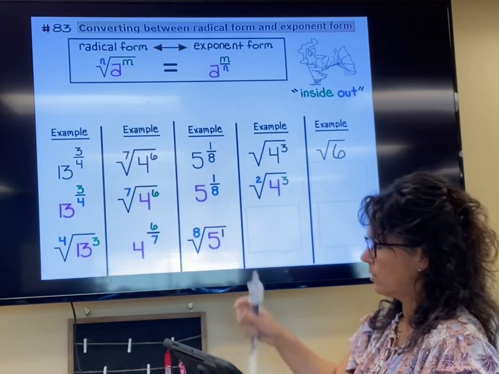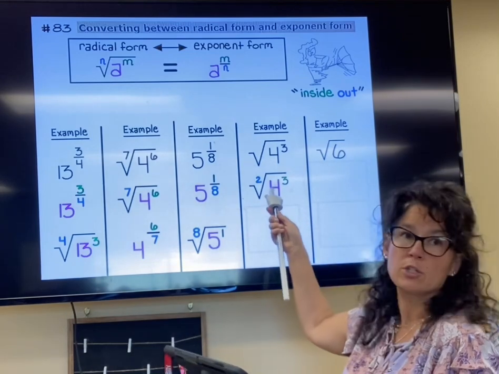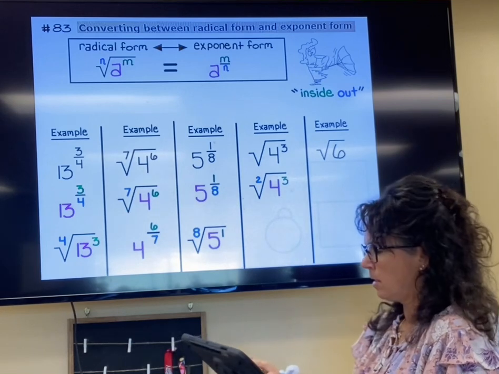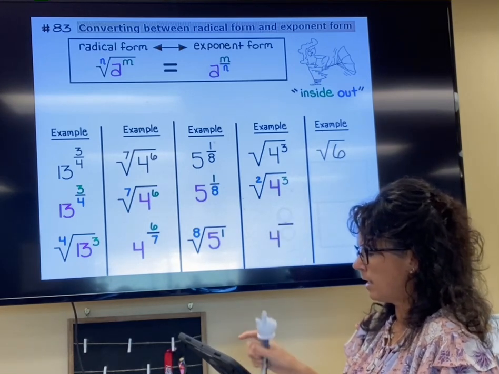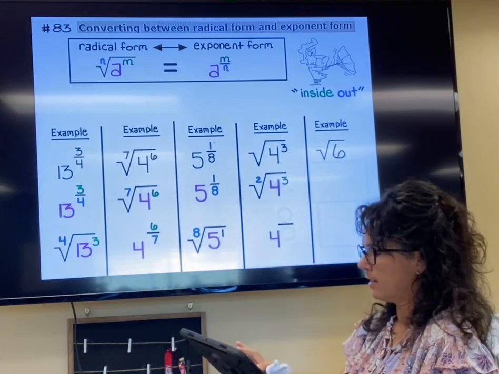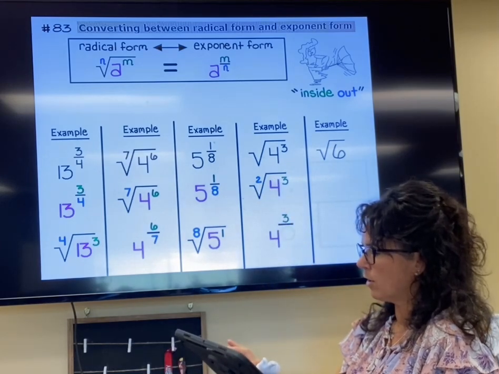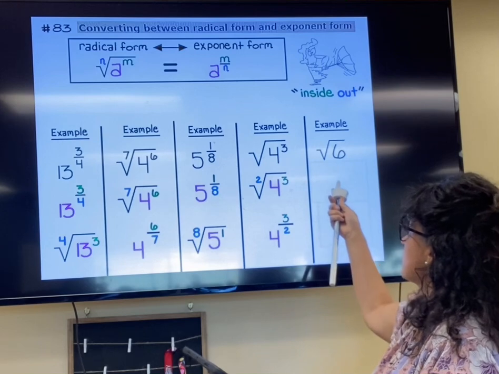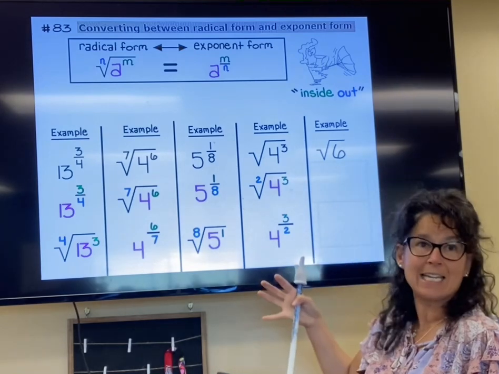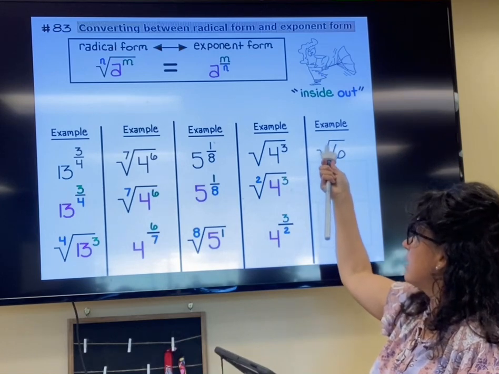Okay, so color coding this one. Going to exponential form, my root is going to be gone. And then in this one, I've got 4 inside over outside. So 3 over 2.